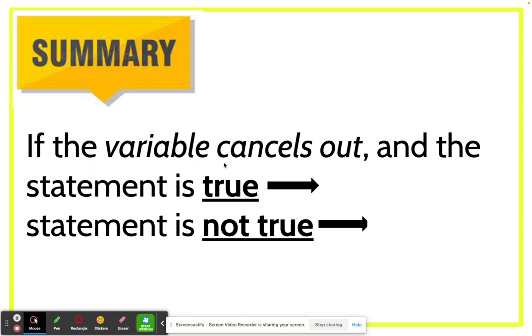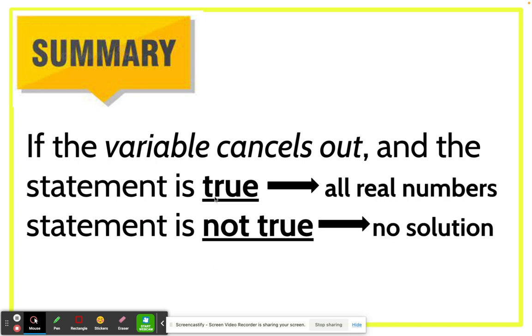So if the variable cancels out with an inequality and the statement is true, your answer is all real numbers. If the variable cancels out and the statement's not true, it's no solution.